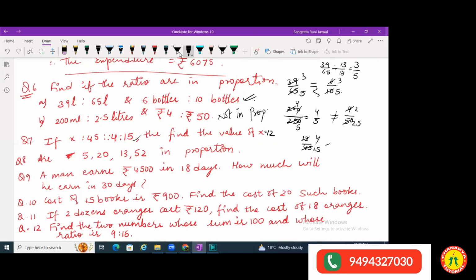Question number 8. Ma'am, they are not in proportion. 5 by 20 and 13 by 52. 5 ones are 5, 5 fours are 20. 13 ones are 13, and 13 fours are what? Ma'am, one second. I did a mistake here. They are in proportion. Okay, so they are in proportion. Yes, be careful.